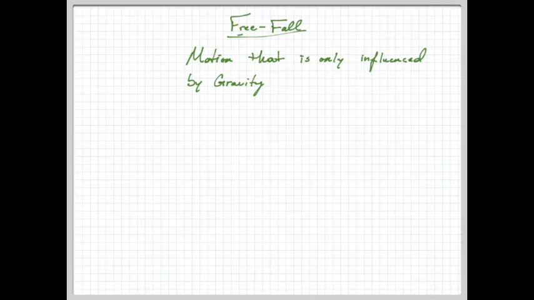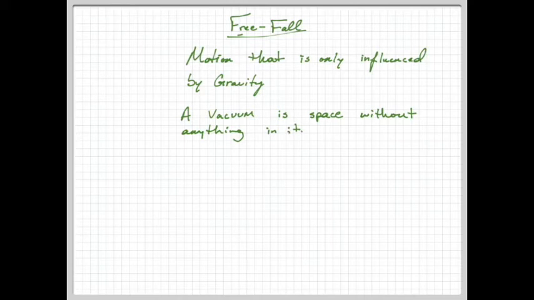Let me first define a vacuum for those that don't know what that means in terms of physics. A vacuum is space without anything in it. Outer space is probably the closest thing we have to a naturally occurring vacuum. We can create them in labs and experiments, but a vacuum is something where there's nothing in the system that can influence. So in a vacuum, there's no air, so air resistance would not be a thing.